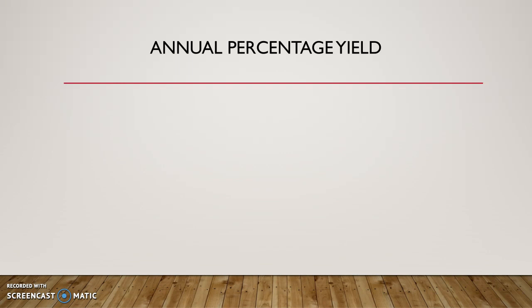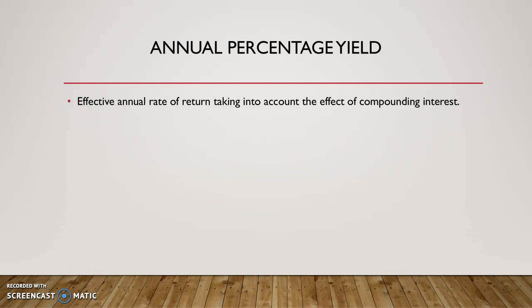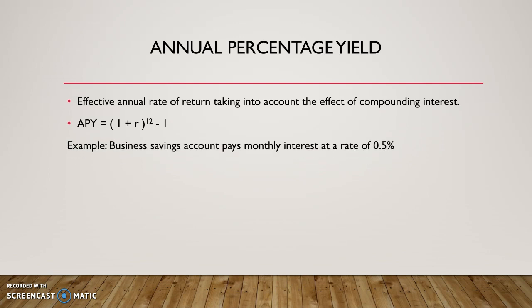Annual percentage yield is the effective annual rate of return taking into account the effect of compounding interest. The formula for figuring APY is 1 plus the rate to the power of the number of months that the rate will be compounded, minus 1. Let's take an example of a business savings account earning a rate of 0.5% monthly.